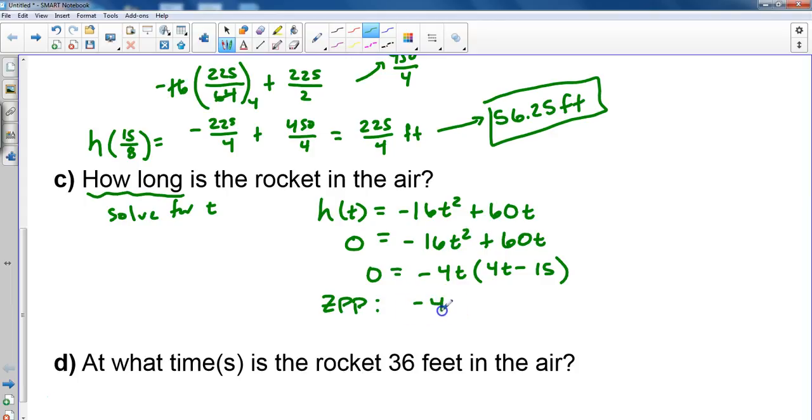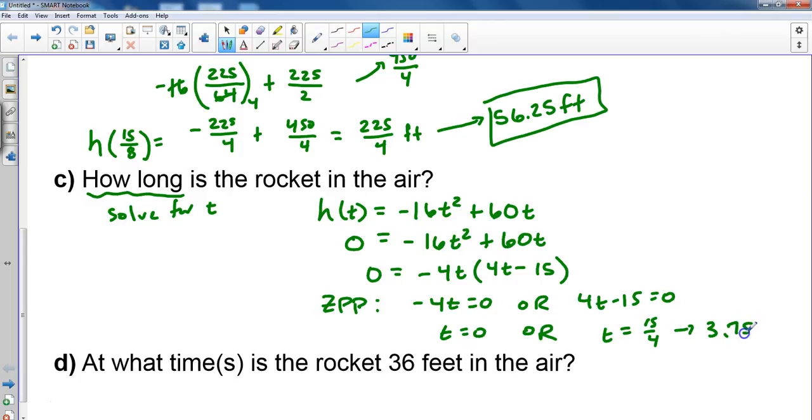And then we use the zero product property to say that either negative 4t is equal to 0 or 4t minus 15 is equal to 0. Go through and solve both of those. We know that it's going to be on the ground when it starts, so that's where this root comes from. And then the other root is going to be t equals 15/4, or in other words, 3.75 seconds.